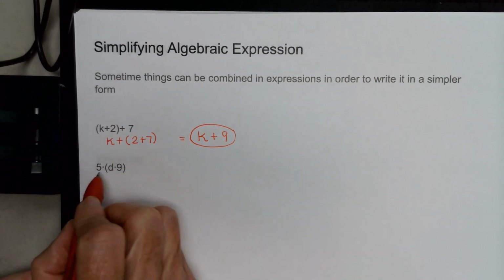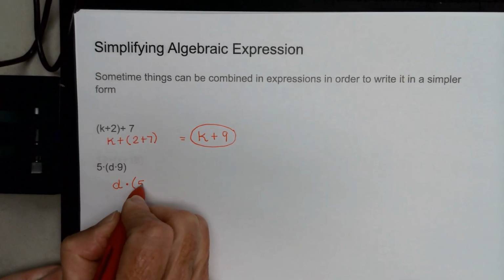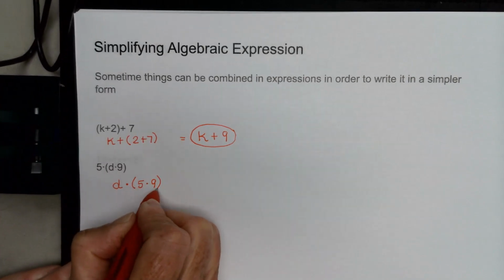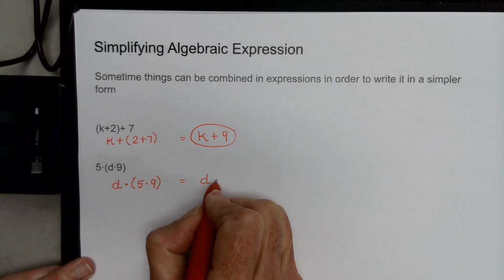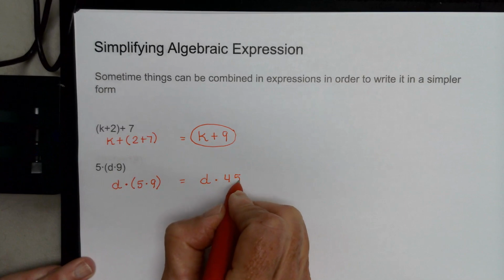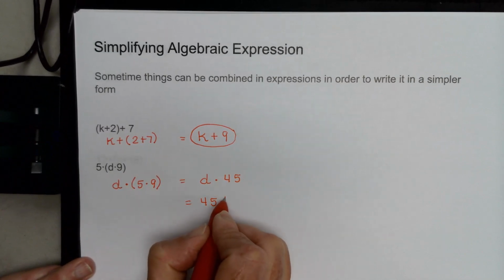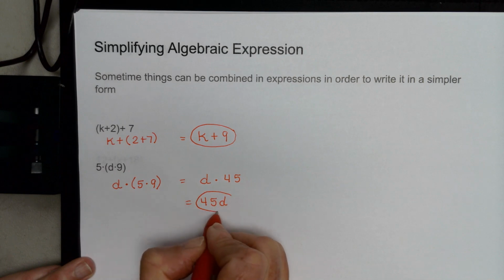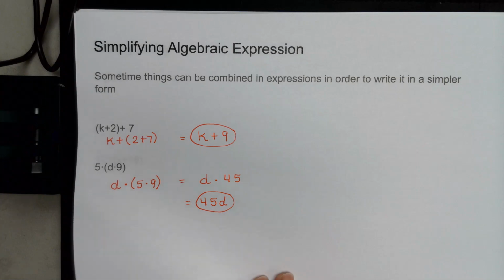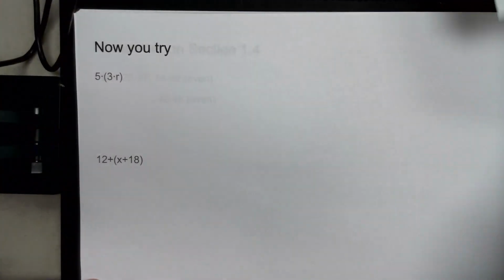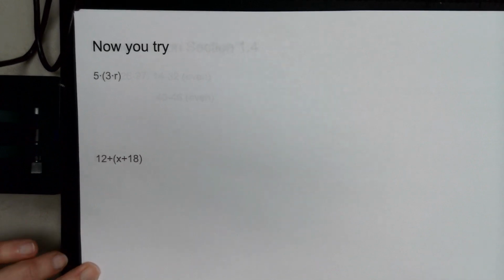This one, I'm going to change the order, so I have d times 5 plus 9. I'm kind of using commutative and associative here, which is going to give me a d times 45, but we always write the number in front of the variable, so we're going to call it 45d. There's an understood multiplication between that, but we don't have to put that dot. Now you try some. Again, pause the video and come back.